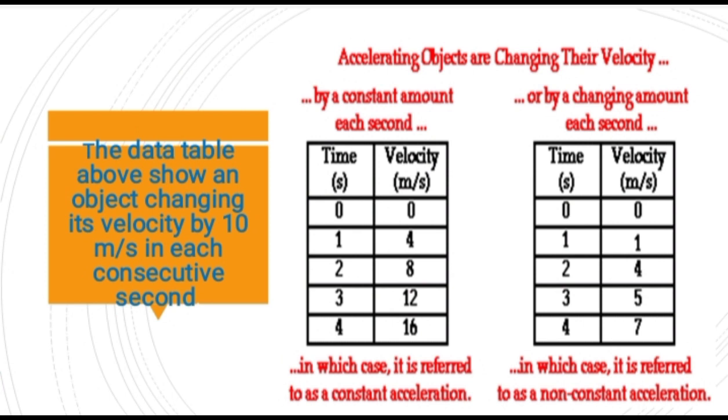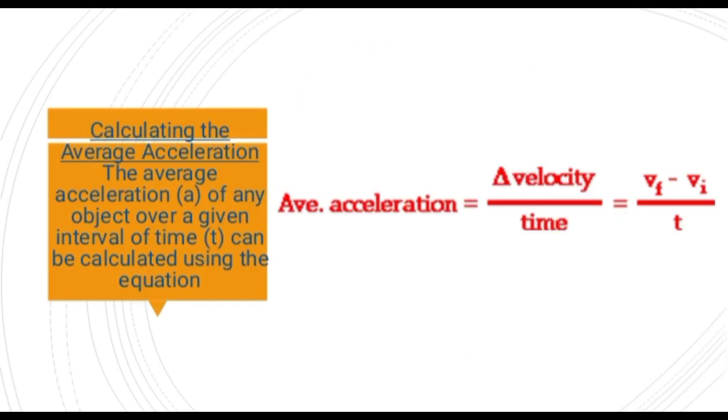As you can see in our table, sometimes an accelerating object will change its velocity by the same amount each second. So as we mentioned, the data table above shows an object changing its velocity by 10 meters per second in each consecutive second. So this is referred to as constant acceleration, since the velocity is changing by a constant amount each second.